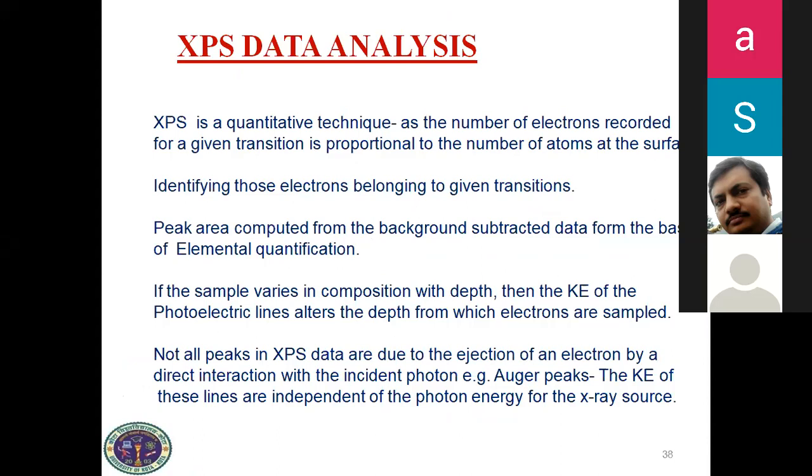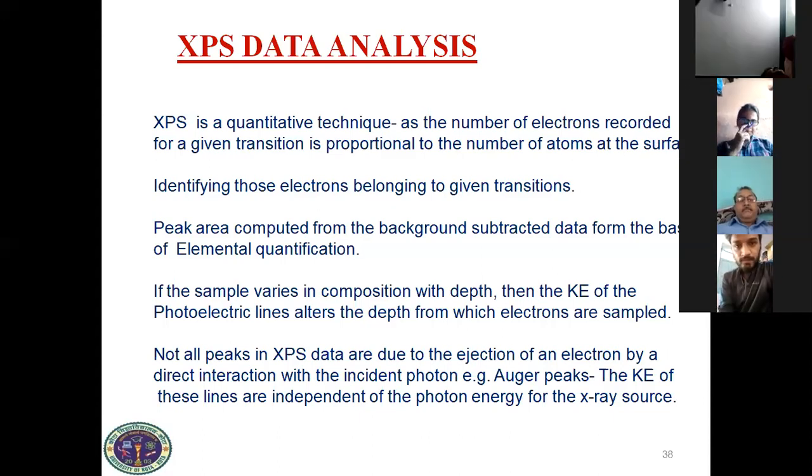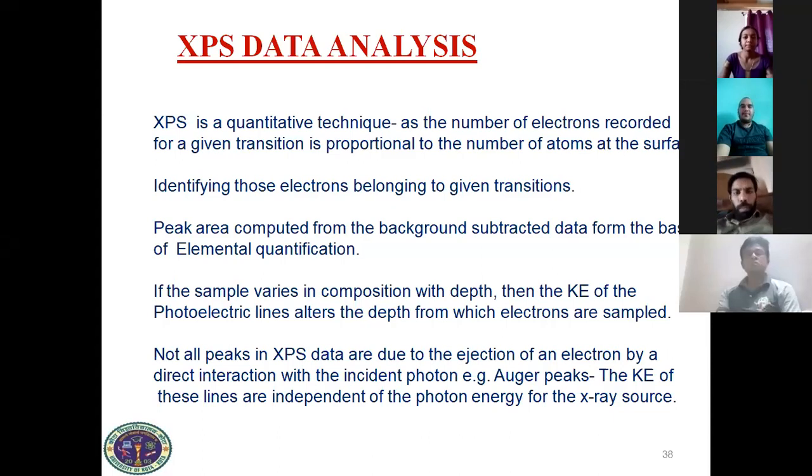Now, after taking the XPS spectrum, we have to do the data analysis to separate out the important information from the XPS. XPS is a quantitative technique in the sense that the number of electrons recorded for a given transition is proportional to the number of atoms at the surface. The peak intensities measured from samples are repeatable to good precision. If you collect XPS spectra again on your sample, they will be quite similar to the one previously recorded. So there is no doubt in XPS spectra.